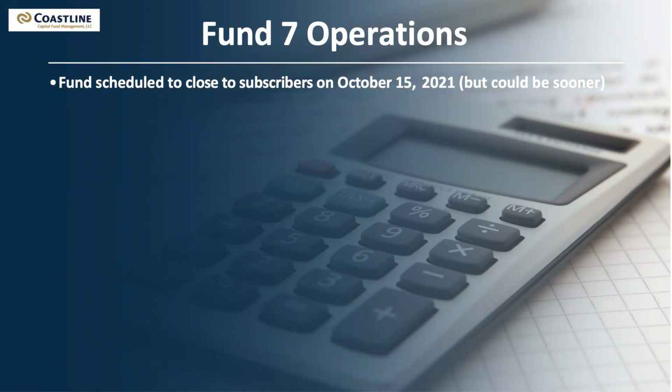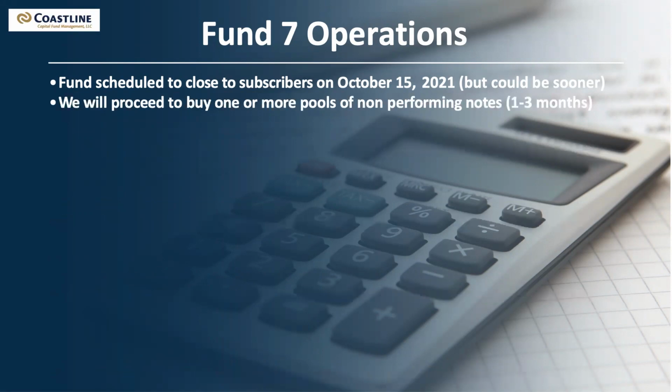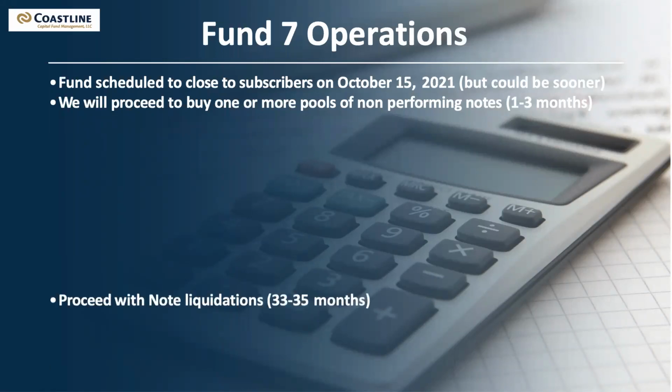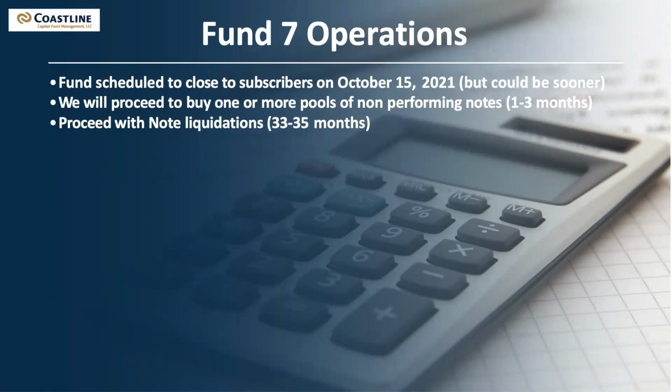Actually, that's a correction. That should be November 15th. The 2-week special offering period that I'll talk about next, that ends October 15th. Once we close to subscribers, we'll proceed to buy one or more pools of non-performing notes. That usually takes us about 1 to 3 months. And then we'll proceed with note liquidations with the remaining time on 3 years.